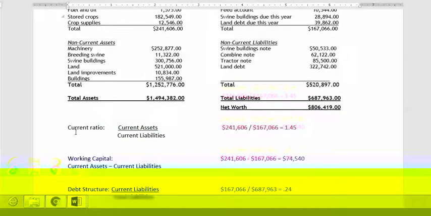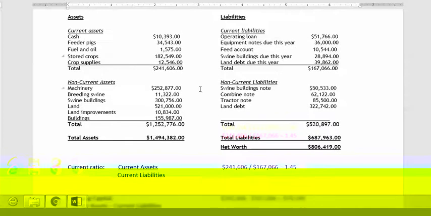Current ratio. Again, I have it listed right here, the ratios. It's current assets divided by current liabilities. So we took the current asset, $241,606, divided by current liability, $167,066. Gives us a current ratio of 1.45. Good, not great. It's over 1, that's good. We'd like to see a little higher. We'd like to see $2 of current assets for every dollar of current liability, but still not bad, 1.45.